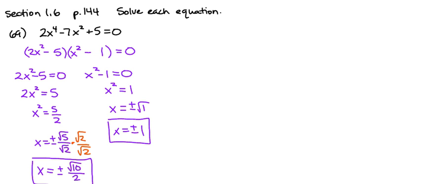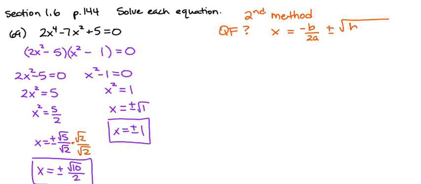Here's a second method for solving this equation. Because it looks like a quadratic equation, it's a quadratic in disguise, as I like to call it, could we use the quadratic formula? The quadratic formula is x equals the opposite of b over 2a plus or minus the square root of b squared minus 4ac over 2a.